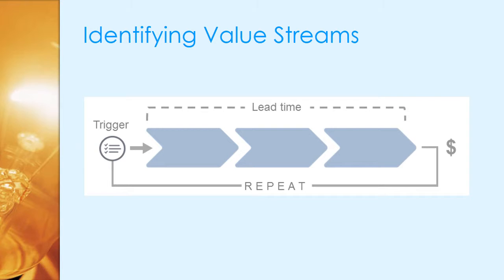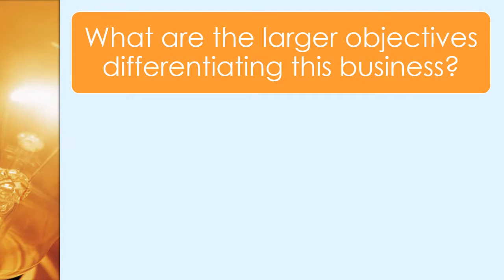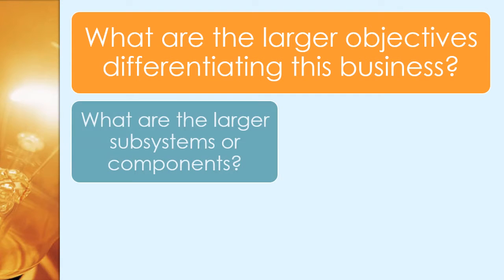Because it can be time and resource consuming to complete a value stream map, here are some questions to help you define which processes should be mapped. What are the larger objectives that differentiate the business in the market? What are the larger subsystems or components? And what key system operational capacities are being enabled? What products, systems, services, applications, or solutions does the organization sell?